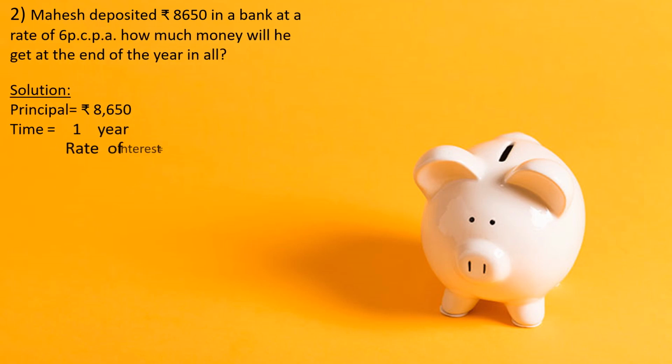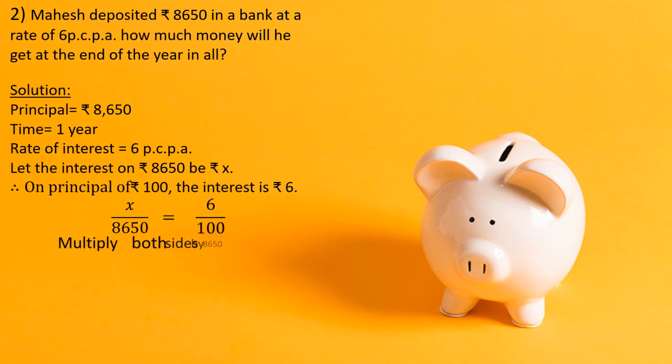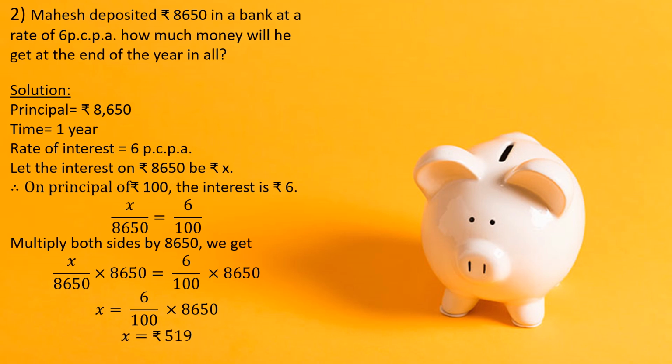Mahesh deposited rupees 8,650 in a bank at a rate of 6% per annum. How much money will he get at the end of the year in all? See, he deposited rupees 8,650 in a bank. Rate of interest is given as 6% per annum for 1 year. How much money will he get at the end?